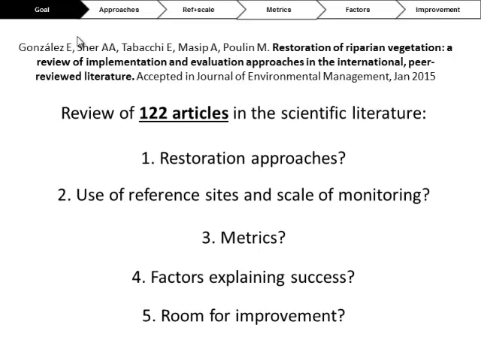And we focus on five main points that we wanted to cover. First, which are the restoration approaches that are being implemented in the world. Second, how has been the use of reference sites and the scale of monitoring. Third, which are the metrics that researchers use to assess success. Fourth, which are the factors that explain success more often. And finally, if there is some room for improvement for the future.